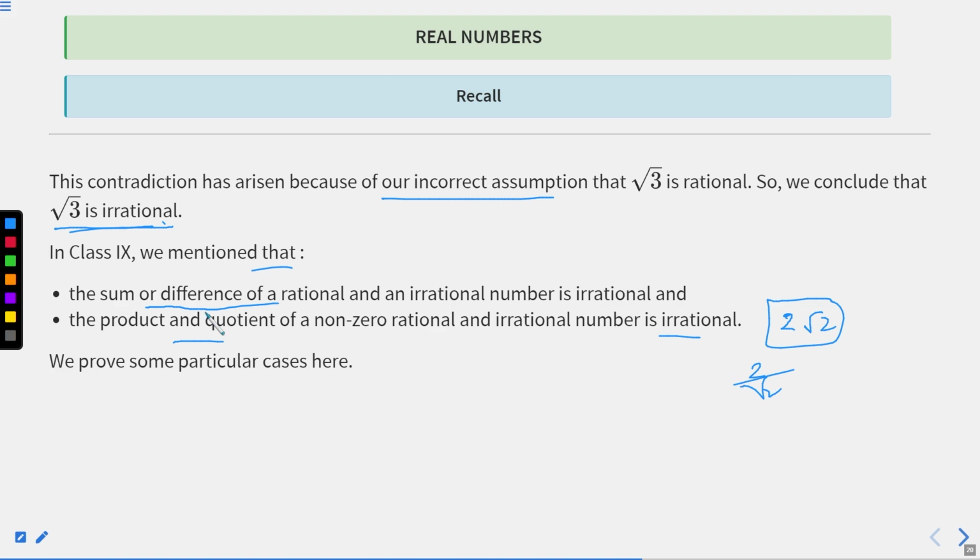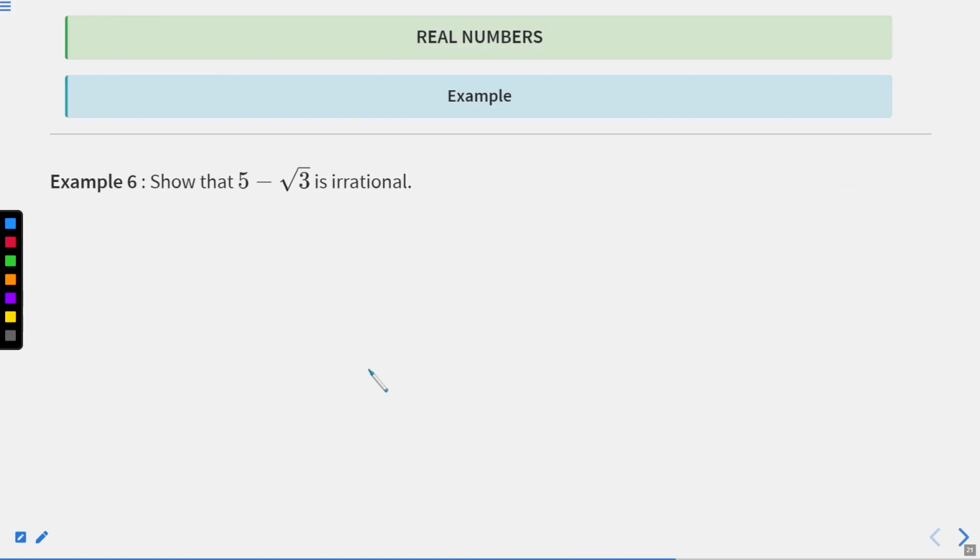So the first point is that the sum or difference of a rational and an irrational number is irrational, and the second point is that the product and quotient of a non-zero rational and an irrational number is irrational. We prove some particular cases here. In this example we will show that 5 minus root 3 is an irrational number, using the contradiction method.